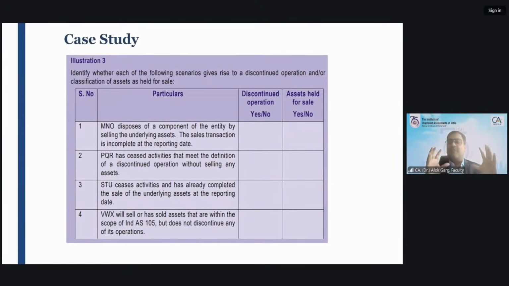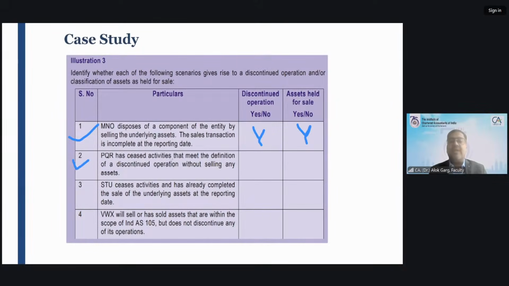So when you think about a discontinued operation, you have to look at whether it is a disposal group or not. If it is a disposal group, the accounting has to happen as per the disposal group. And if it becomes a discontinued operation also, then additional presentation and disclosure requirements have to be followed. Right? Question number two. So we discussed, it is yes and yes.